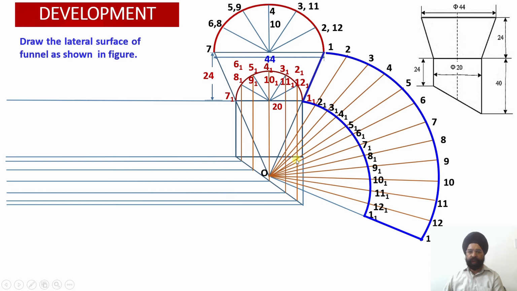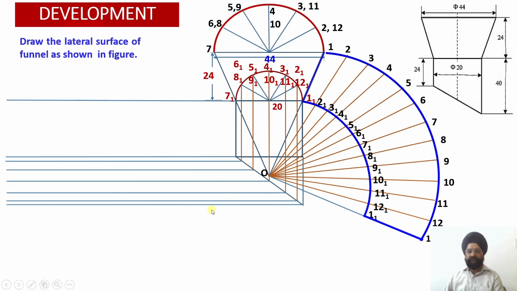So this corresponds to 2-1 and 12-1. Here the points 2-1 and 12-1 will be there, right? Similarly, here 3-1 and 11-1 will be there. Here 4-1 and 10-1 will be there, right? Here 5-1 and 9-1 will be there. Here 6-1 and 8-1. And here 7-1. So here the 1-1 point will be lying over there.